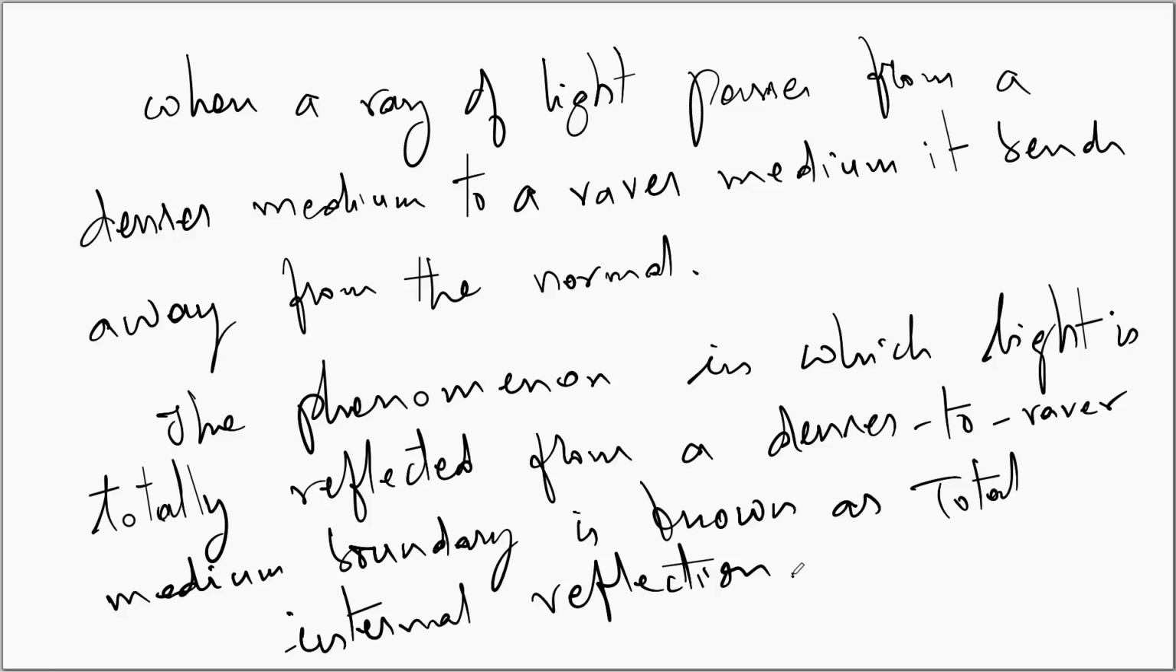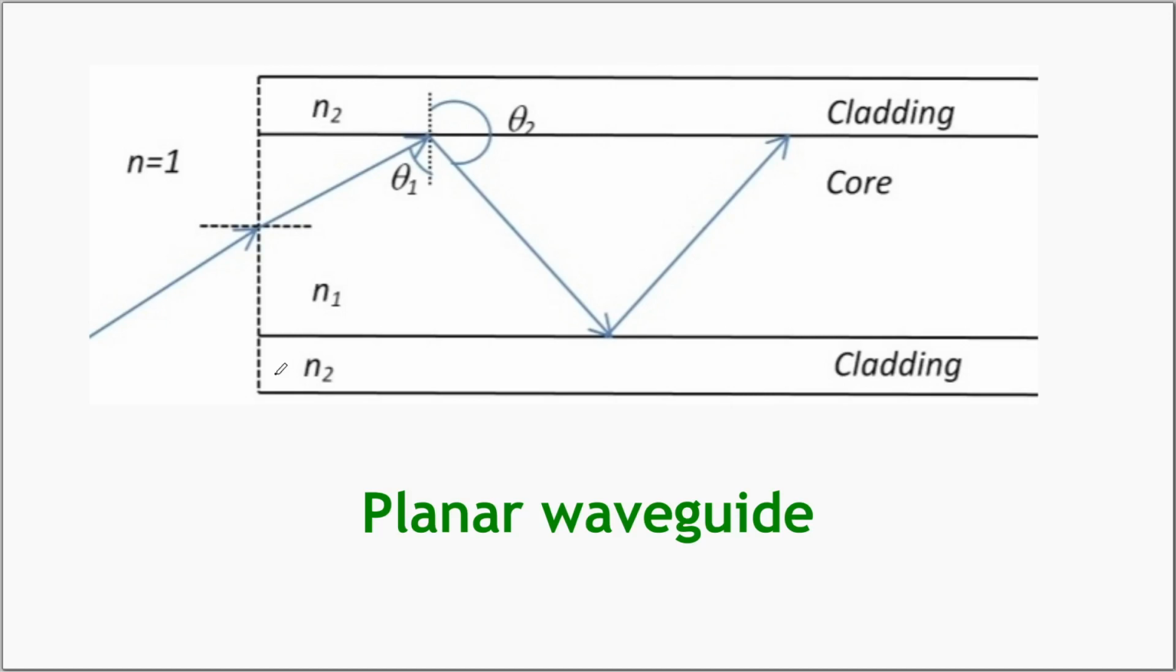Total internal reflection is used to develop waveguides, namely optical waveguides. Suppose we have three slabs: slab 2 with refractive index n2, which is the bottom slab. Above this we have slab 1 with refractive index n1, and above slab 1 we have another slab 2, which means above and below slab 1 we have slabs 2 with refractive index n2. Suppose we place this arrangement in air, for which the refractive index is equal to 1.